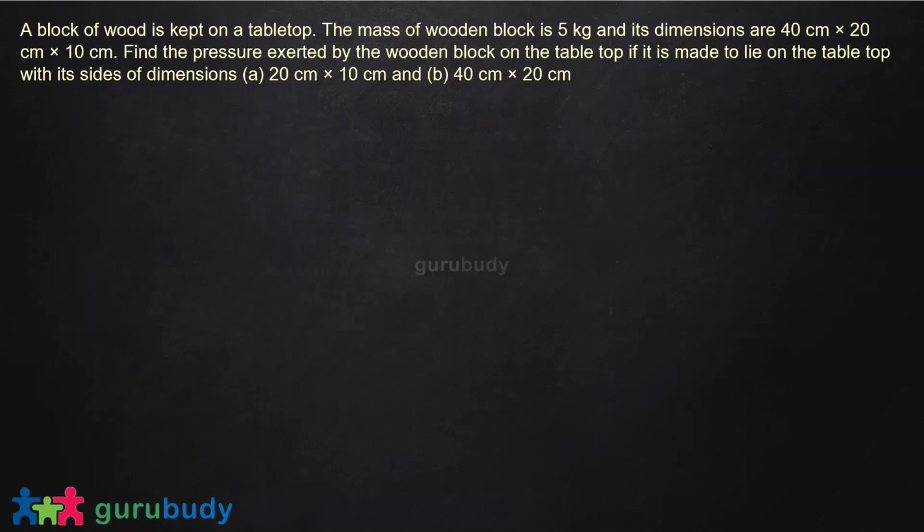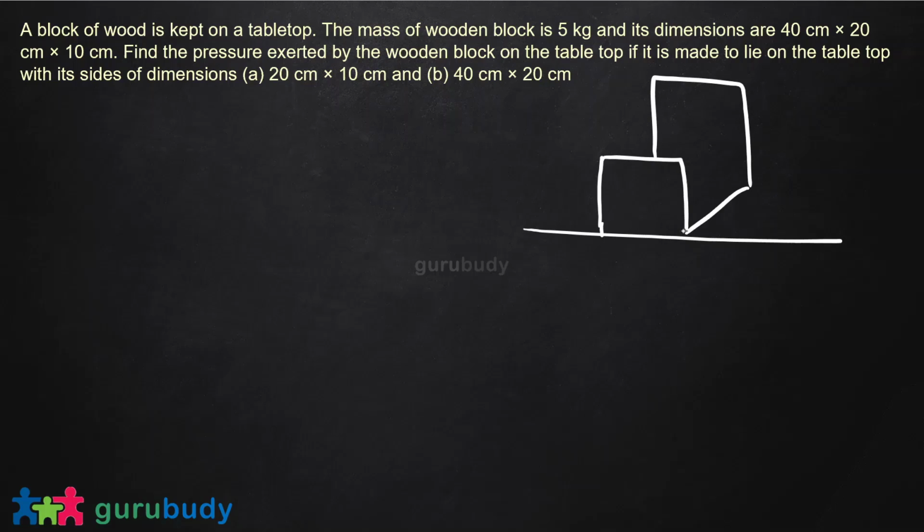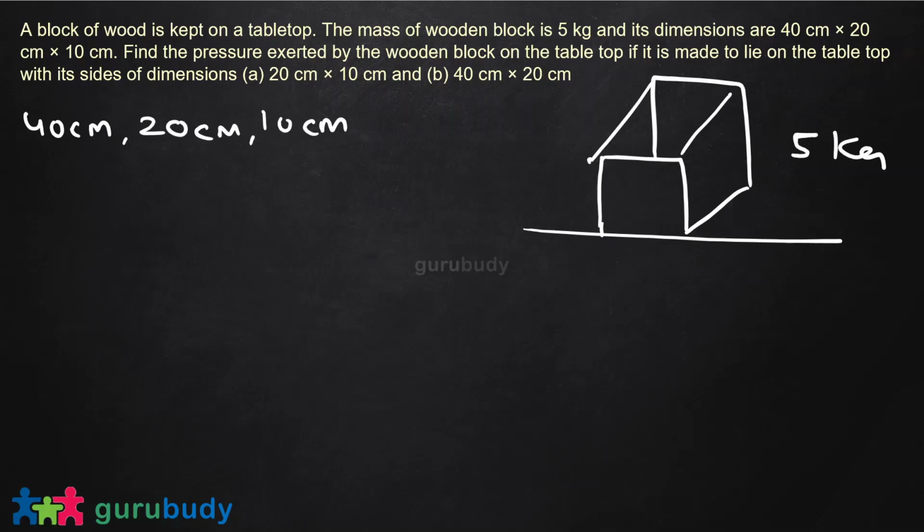The block of wood on the tabletop. Let's say this is our table, and then there is a block of wood somewhere here. The dimensions are, let's say, this is 40 centimeter, and then 20 centimeter, and then 10 centimeter, and it's given that this is about 5 kg in mass.